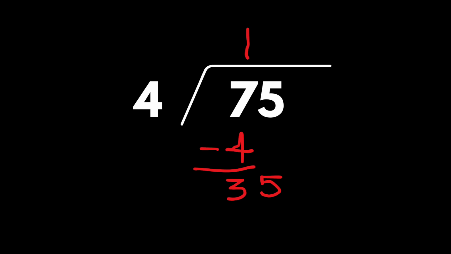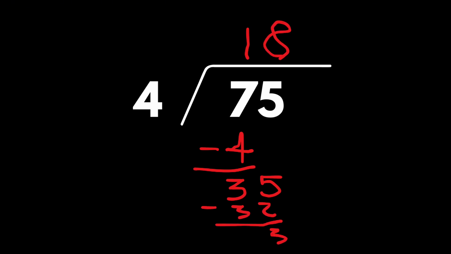What happens when division does not come out evenly? You get a remainder. 75 divided by 4. Let's run it through DMSB. 4 goes into 7 once. 1 times 4 is 4. 7 minus 4 is 3. Bring down the 5. 35.